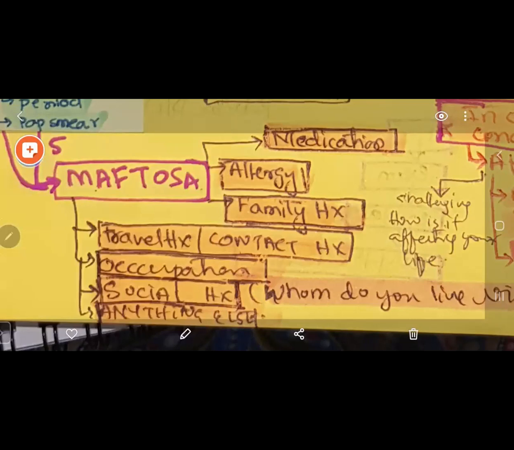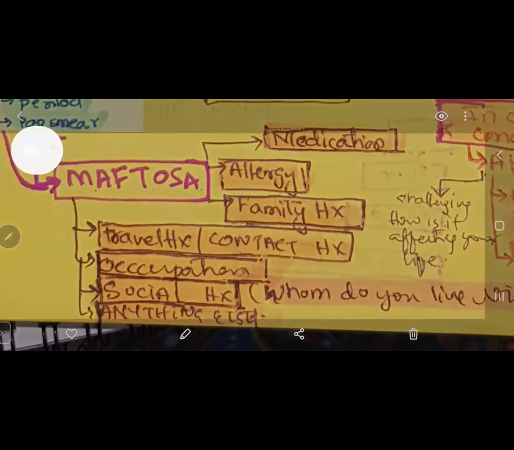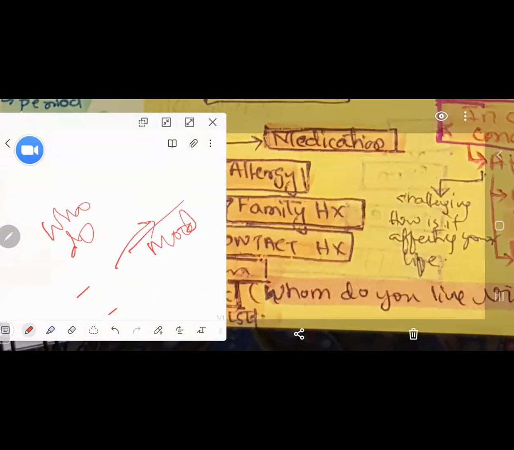Okay, then you are supposed to ask psychosocial history, right? When you're doing history questions, please do ask psychosocial history. Psychosocial meaning, who do you live with? Number one, who do you live with? Is this condition affecting your mood? If this condition is affecting your mood, it's going to affect the people around you. If the people around you are affected, then you in turn are affected as well, right?